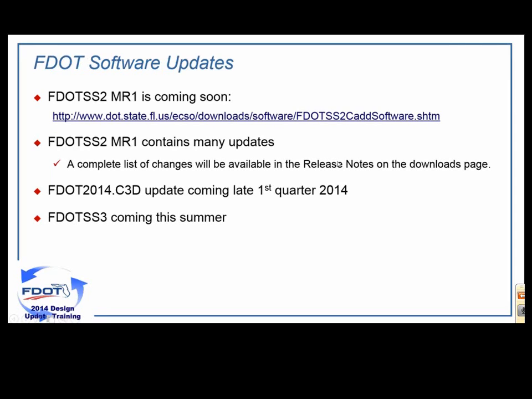So software updates. We're getting ready to release Fdot SS2 maintenance release 1. We expect that out very soon, within the next week or so. It's going to contain several updates. We've got several enhancements to Link Data Manager. We're working on some Sheet Navigator enhancements. And then whatever bug fixes or enhancements that have been requested since its release back in August.